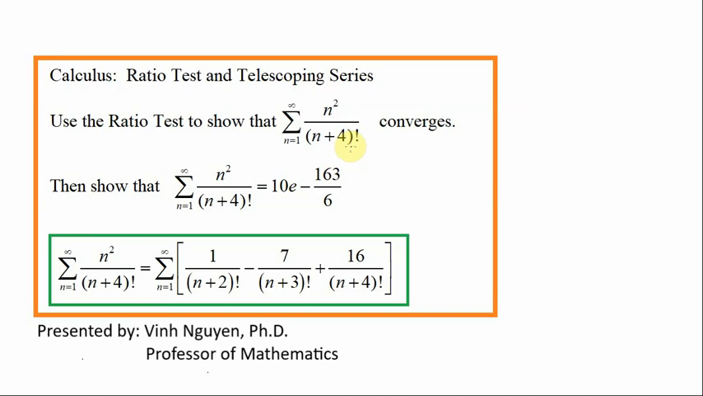In this video, I want to use the ratio test to show that the series with n squared over (n plus 4) factorial converges, and then show that the series converges to 10e minus 163 over 6.